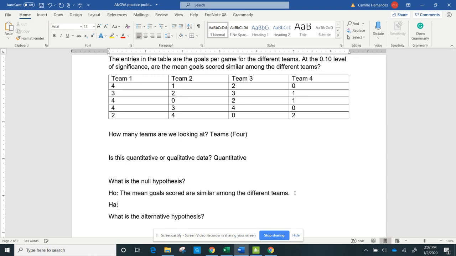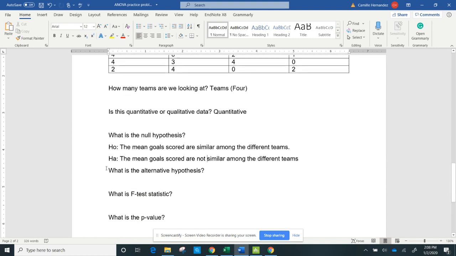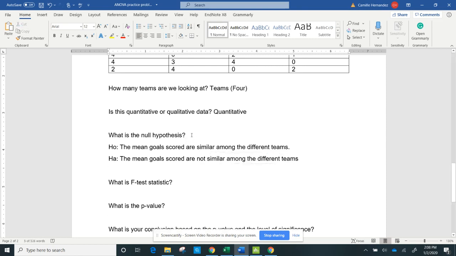So what would my alternative be? I'm going to do this again, but I'm going to change a few of the words. The mean goals scored are not similar. Okay, remember, similar means they kind of equal each other. Remember, equal signs go in the null hypothesis. Not equals go into the alternative. So the mean goals scored are similar among the different teams is the null, and the alternative is that they're not similar. Okay, so I've got my null and my alternative, and I'll put this back up here so that I have those together.